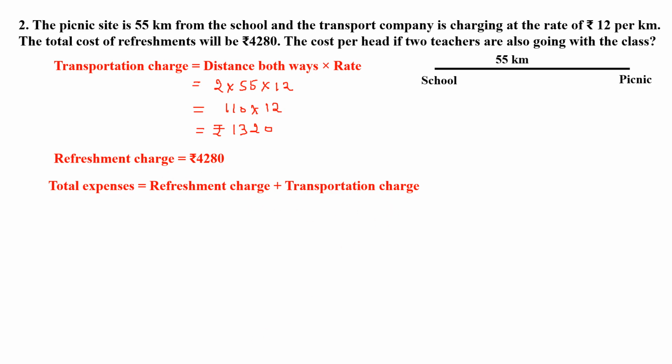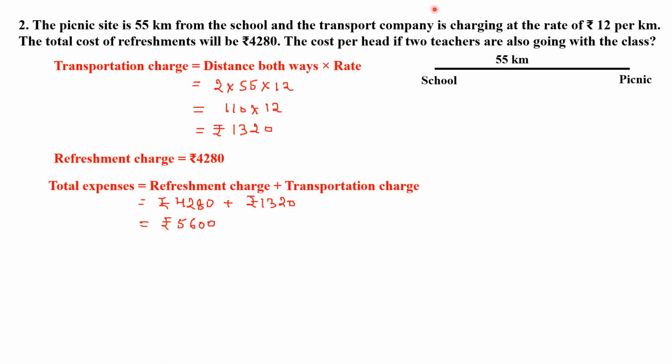So total expenses will be refreshment charge plus transportation charge. Refreshment charge is 4,280 rupees plus transportation charge is 1,320 rupees. And if you add both, you are going to get 5,600 rupees. So the total expense is 5,600 rupees.